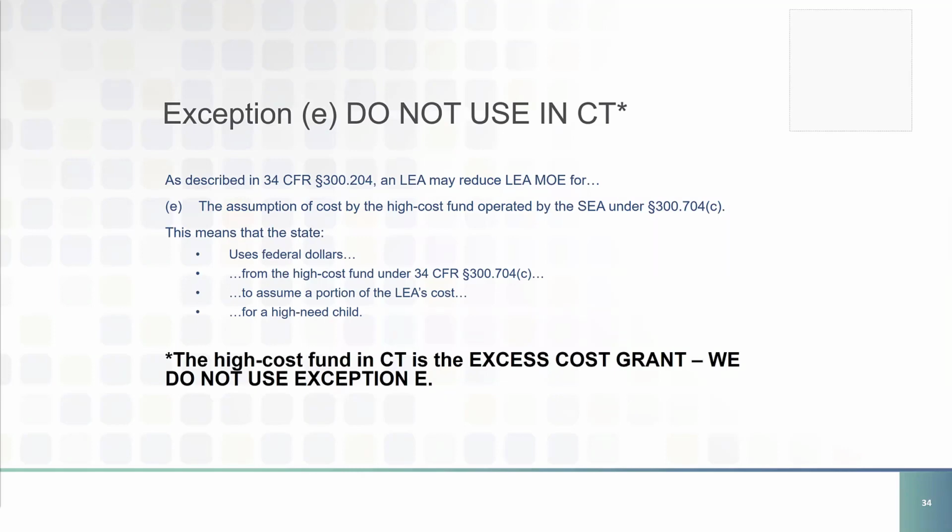Under 34 CFR Section 300.704(c), there is a fifth exception where a state is permitted to use a portion of its Section 611 Part B grant to create a high-cost fund for LEAs. These funds come from the portion of the Section 611 grant that is set aside for other state activities. In our state, the high-cost fund is the excess cost grant and is not applicable to Connecticut. So therefore, in the state of Connecticut, we do not use exception E because we have our own high-cost fund, which is the excess cost grant.